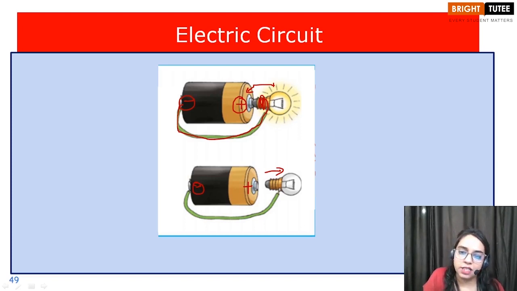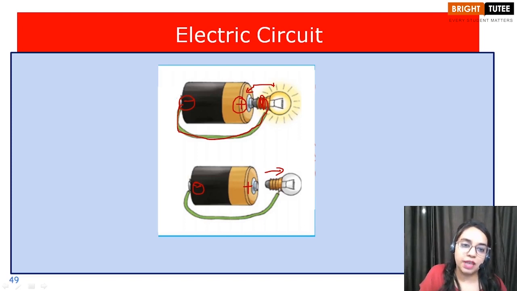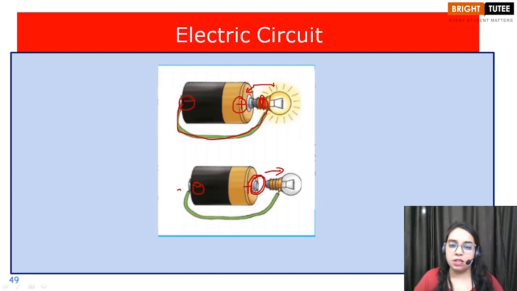And why does this happen children? Because in this case we have a complete circuit, whereas in the second case we have an incomplete circuit, right children? Because we have disconnected it from the positive terminal. This is the incomplete circuit. I hope that you would have understood this. So let us now move ahead.